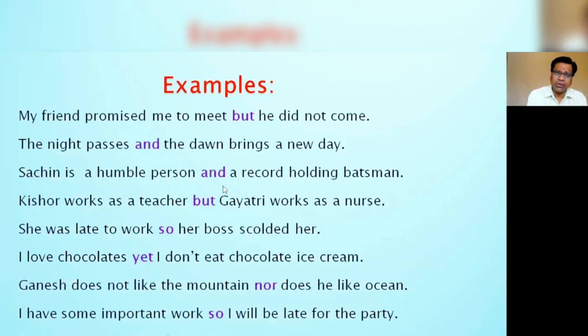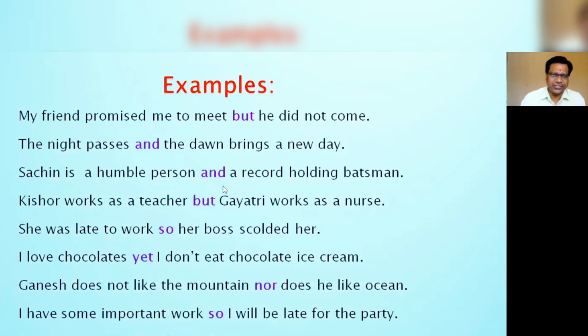So here you have two independent clauses. The night passes, one. The dawn brings a new day, another. These two independent clauses are brought together with the help of the coordinating conjunction and. So the sentence goes like this: the night passes and the dawn brings a new day.